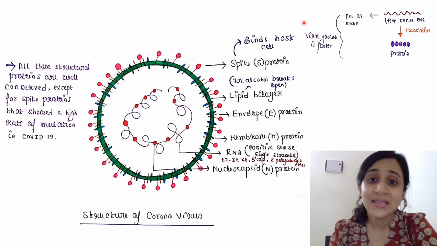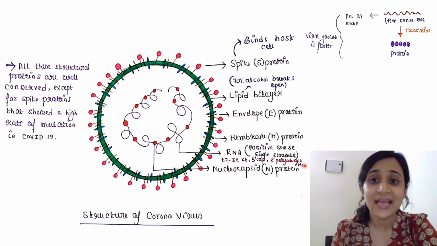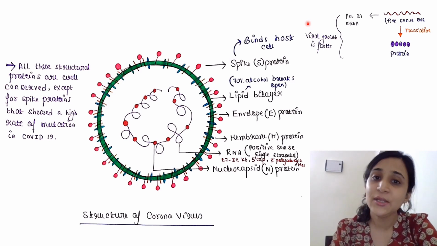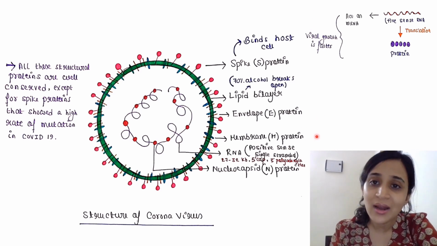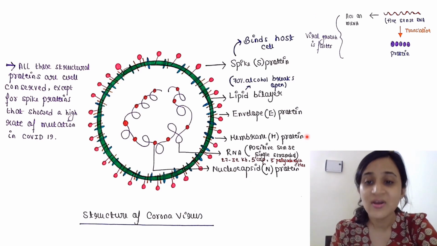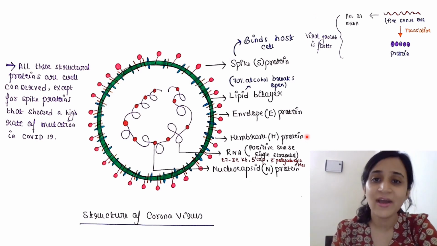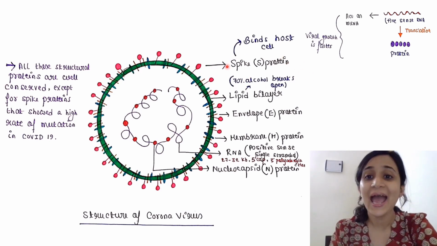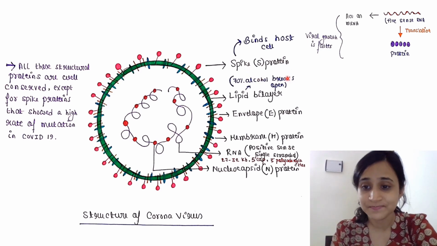Now, all these structural proteins are well conserved except for the spike proteins, and that showed a high rate of mutation in COVID-19. So, the envelope protein, membrane protein, nucleocapsid protein, they all are conserved in the cases of SARS-CoV-1, MERS-CoV and SARS-CoV-2. But the spike protein is actually mutated in COVID-19 and makes it novel.